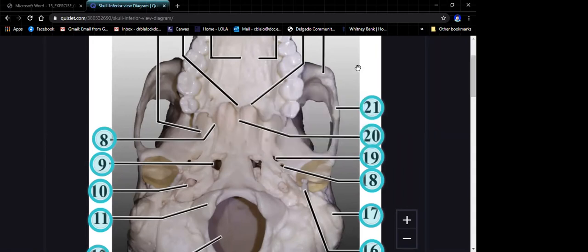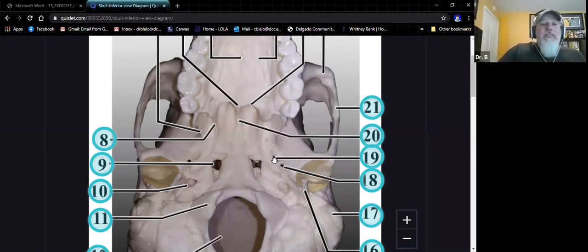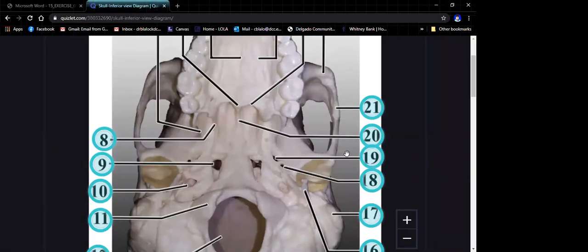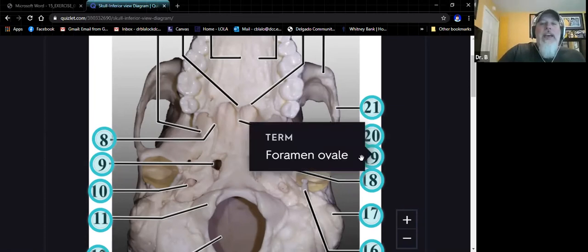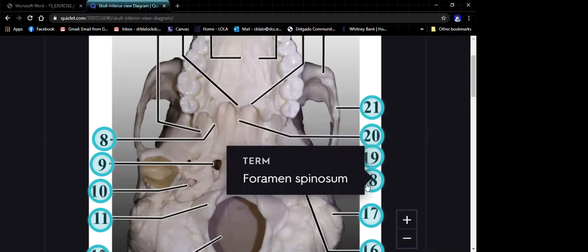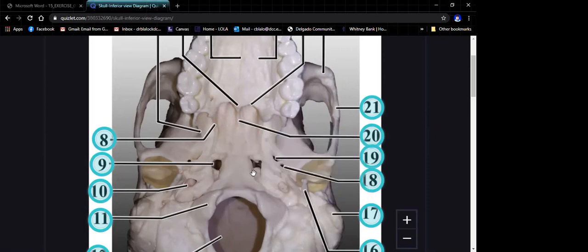All right. Did you say 18 was the foramen ovale or 19 is the foramen? Okay. 19 is the foramen ovale, and 18 is the foramen spinosum. Okay. All right. Thank you.